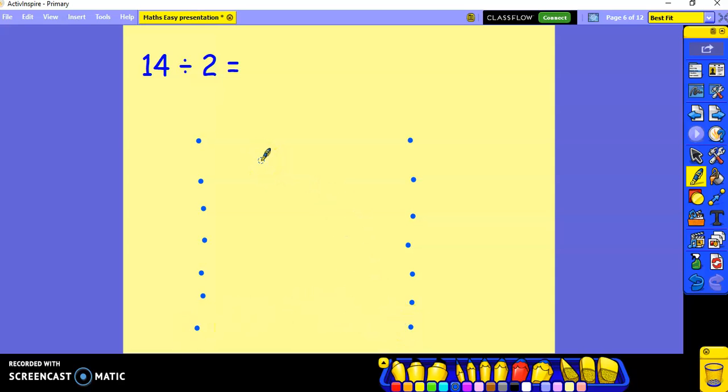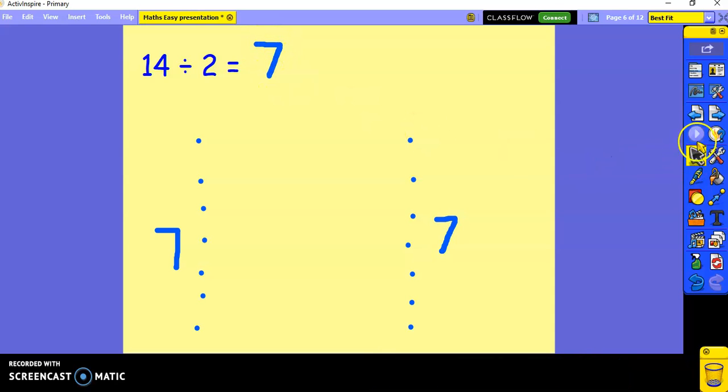And we'll just check that they are equal. 1, 2, 3, 4, 5, 6, 7. So I get 7. 1, 2, 3, 4, 5, 6, 7. And Mrs. Brown would get 7 as well. So 14 divided by 2 equals 7. Well done if you correctly worked out the answer.